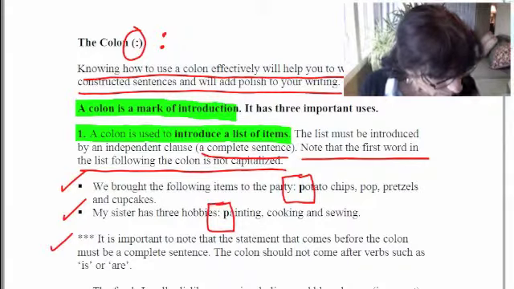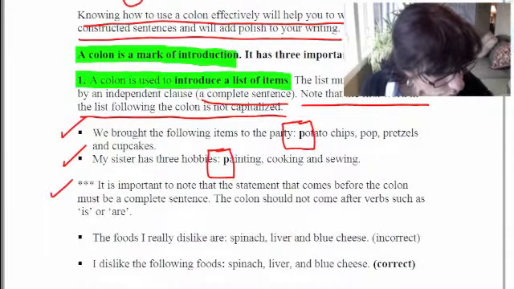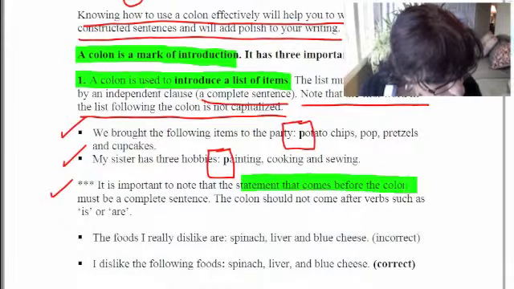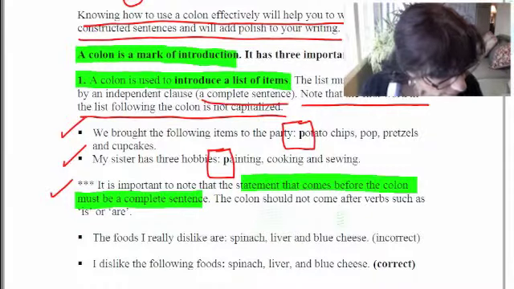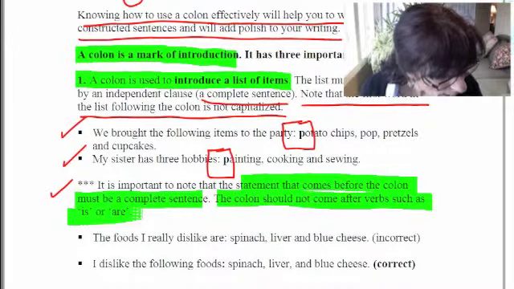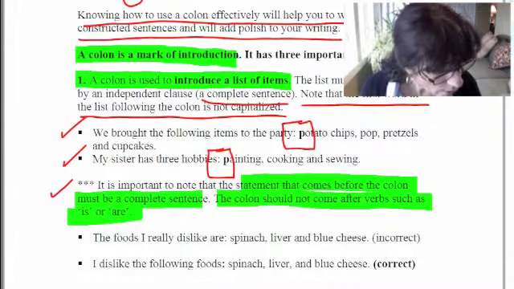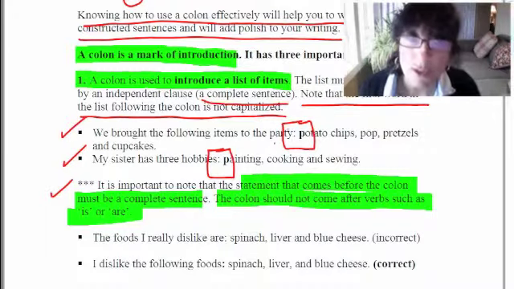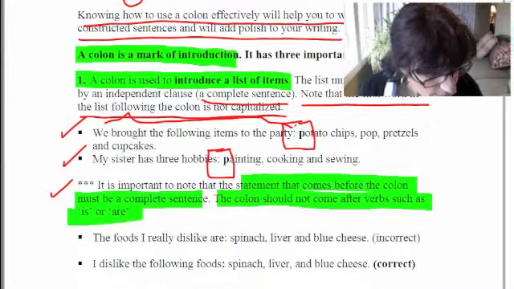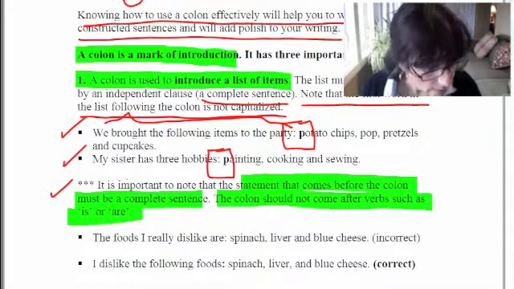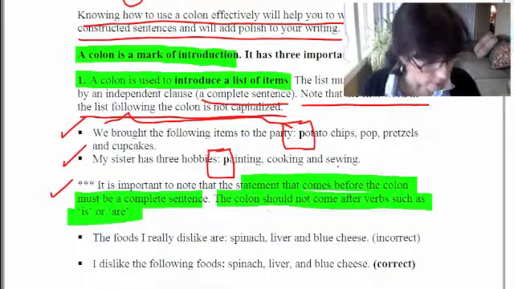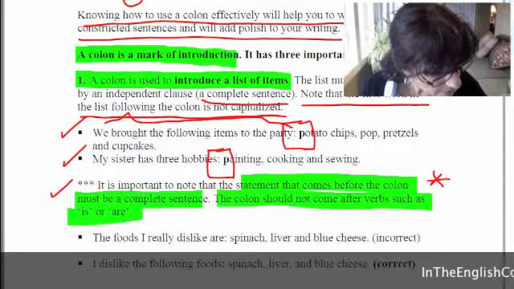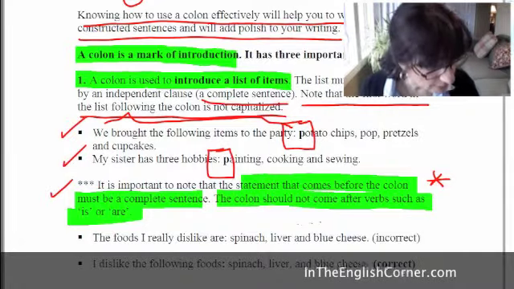Next, I've outlined another rule, and that is that it is important to note that the statement that comes before the colon must be a complete sentence. The colon should not come after verbs such as is or are. So just to review that, if you look at this example, we brought the following items to the party, it's a full sentence. Then you introduce your list. In this next one, my sister has 3 hobbies, that's a full sentence, and now you state your list. So keep that in mind, that the statement before the colon must be a complete sentence.